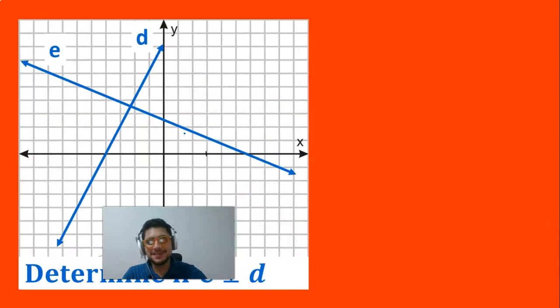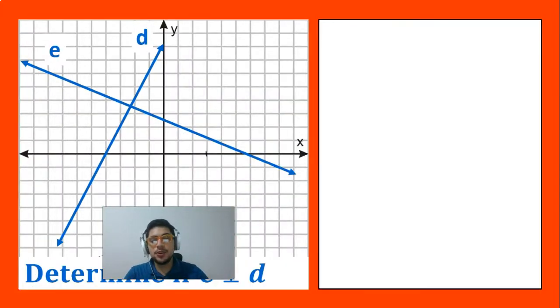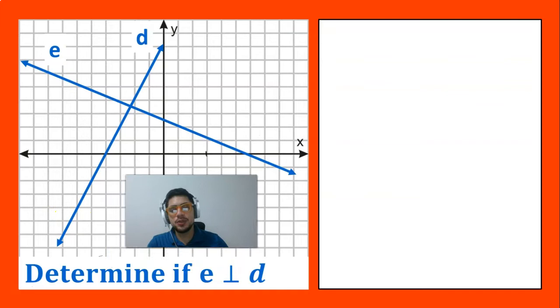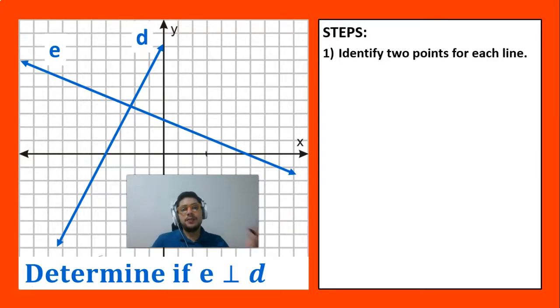So let's begin. Okay, guys, the first thing you're going to see is that you're given two lines, line E and line D, and we want to know if they are perpendicular or not, right? You're going to follow some steps. The first step is to identify 2 points of each line, right? So let's do that right now.